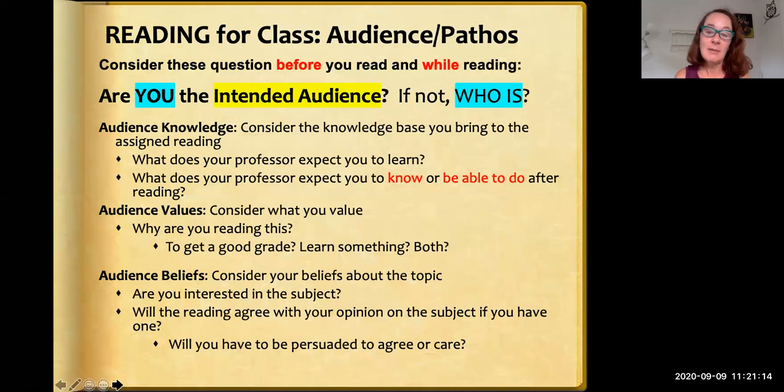Like the New York Times. So you need to understand who the intended audience is so that you can look at how the appeals are working for that audience. And often that audience will not be you. So audience knowledge: consider the knowledge base you bring to the assigned reading. What does your professor expect you to learn?